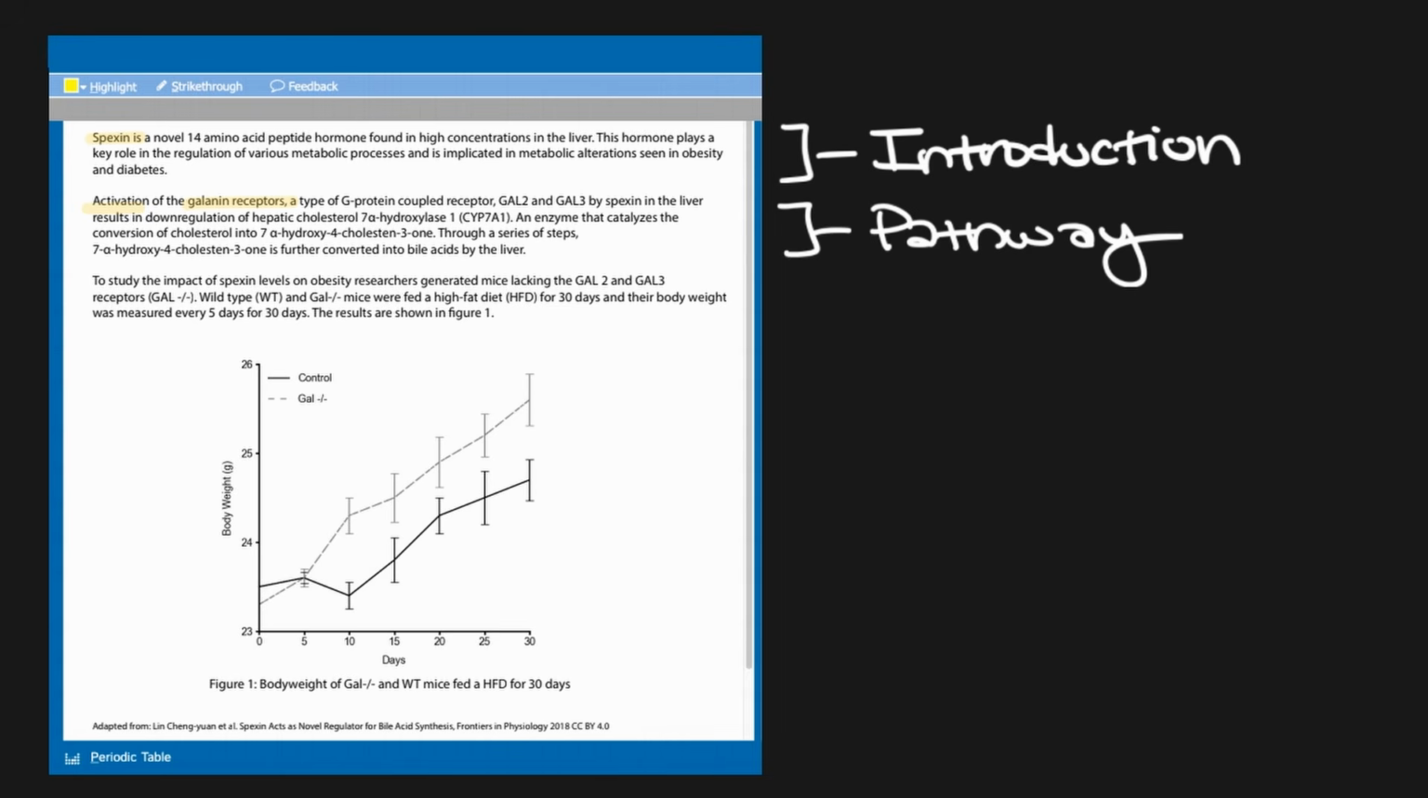Here it says, to study the impact of spexin levels on obesity, researchers generated mice lacking the GAL2 and GAL3 receptors.